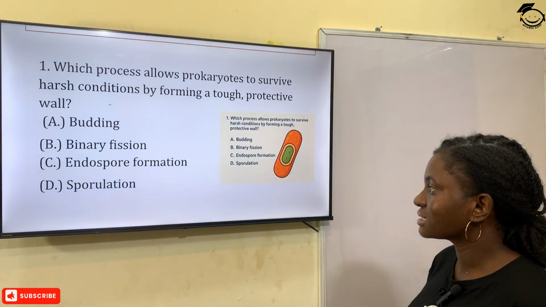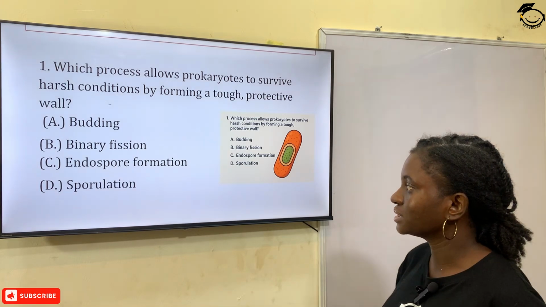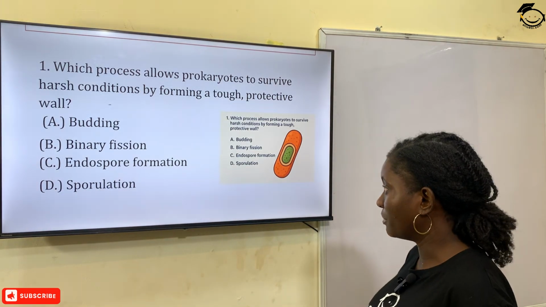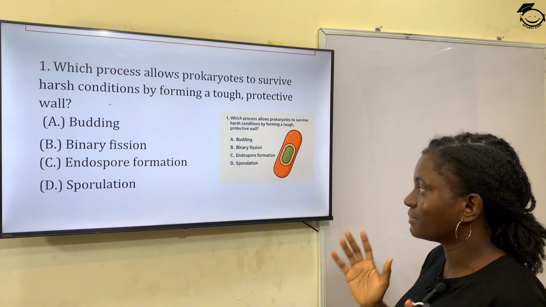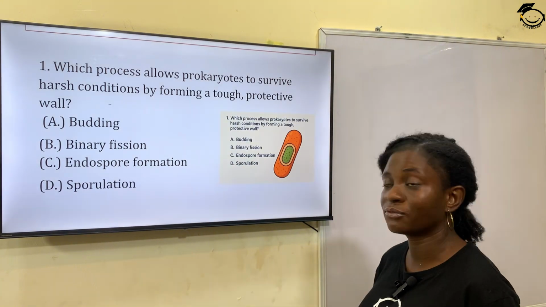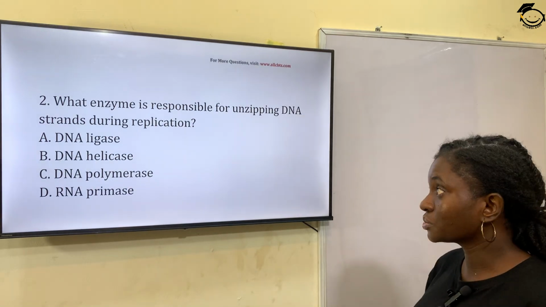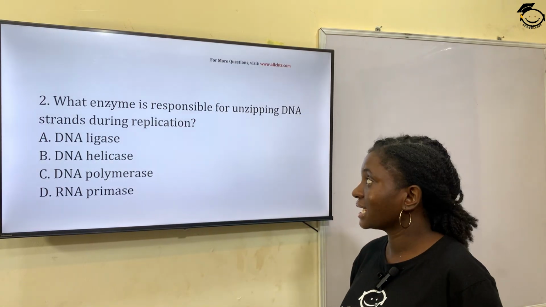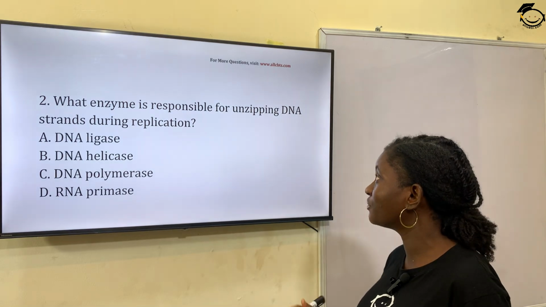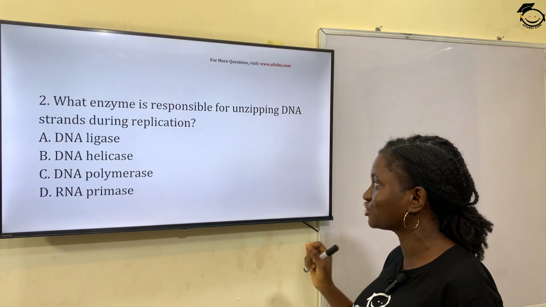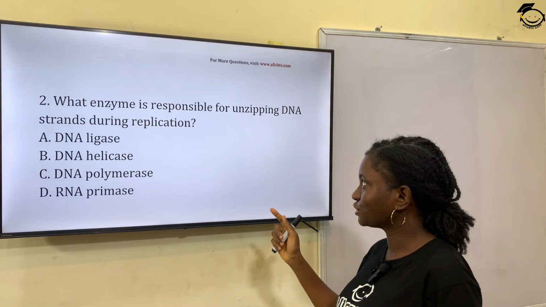So the correct answer for this question is endospore formation. So it's a specific survival mechanism for prokaryotes under harsh conditions. Question 2. What enzyme is responsible for unzipping DNA strands during replication?